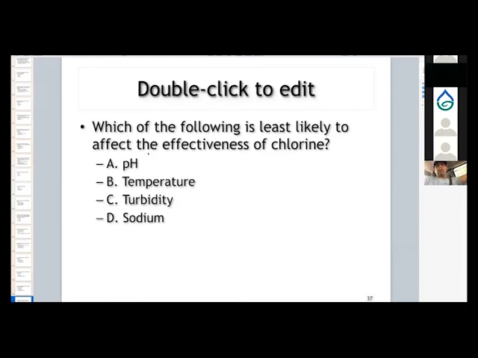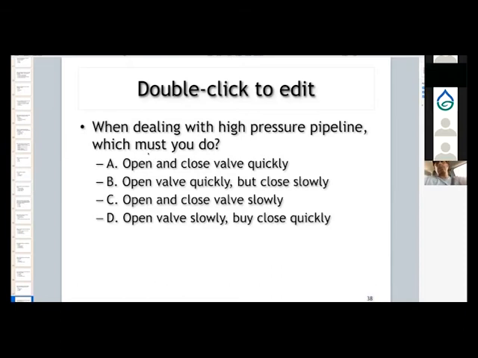When you're looking at pH, the lower the pH, the more effective chlorine is at disinfecting the water. Turbidity, lower turbidity. Sodium doesn't really affect it.